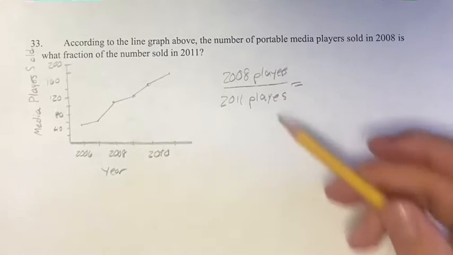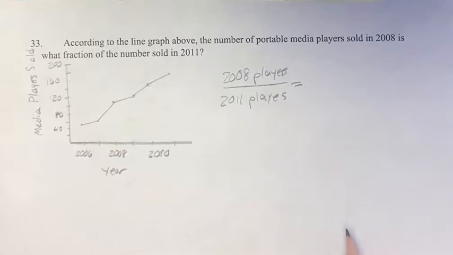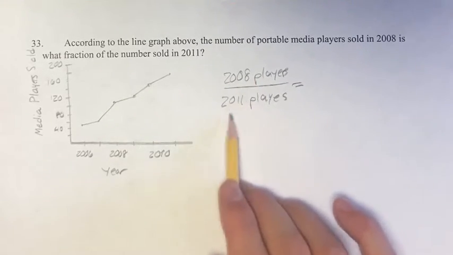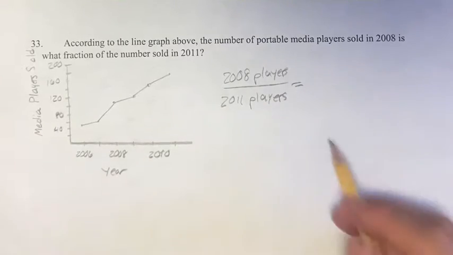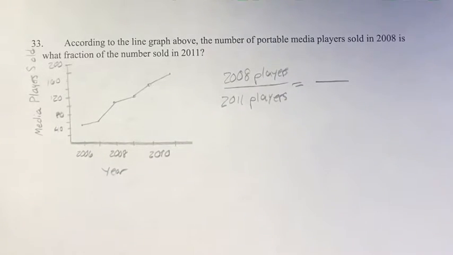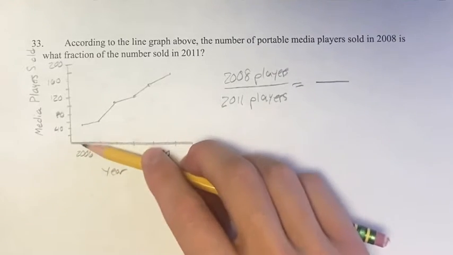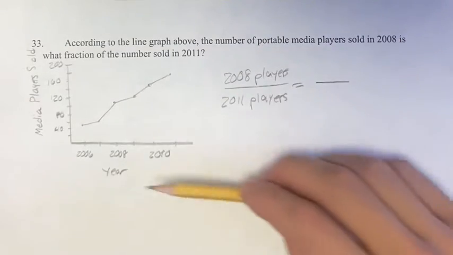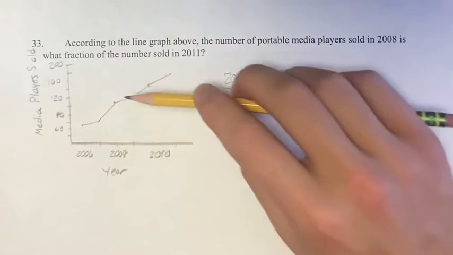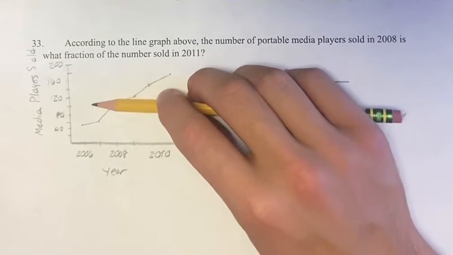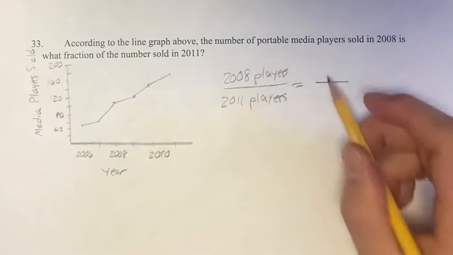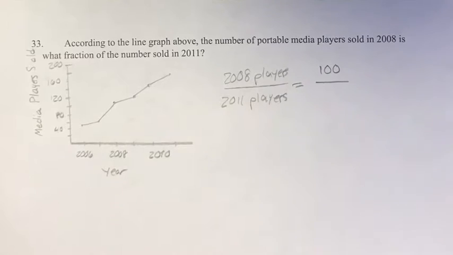Make sure you do it in this way because that will change the answer. It's saying what fraction is 2008 of 2011, so 2011 is going to be on the bottom in the denominator. So how many are in 2008? Well, we look at the graph and we say, okay, we're going here. 2008 is going to correlate with this point, and finding the y value of that, the number of players sold. Come across here, we land right here on this point, which is representative of 100. So there were 100 sold in 2008.